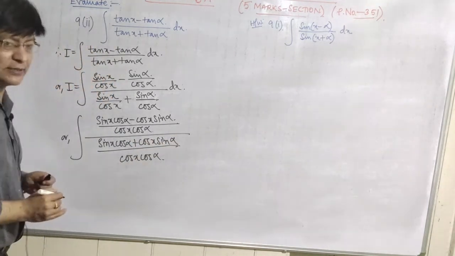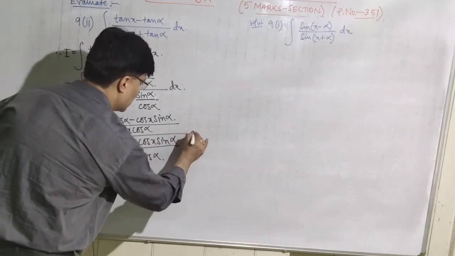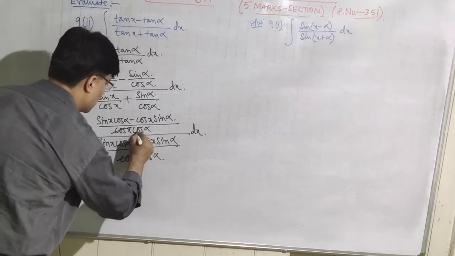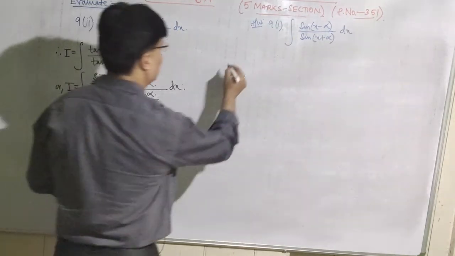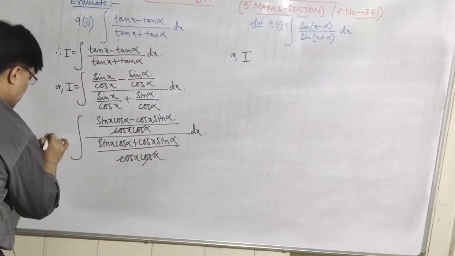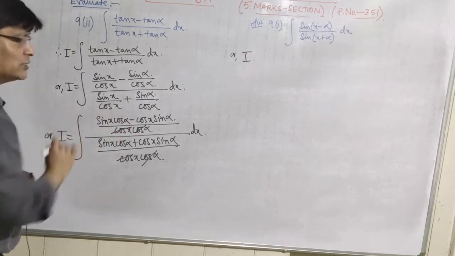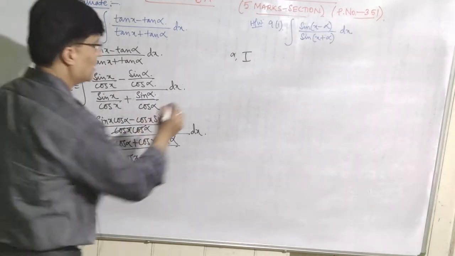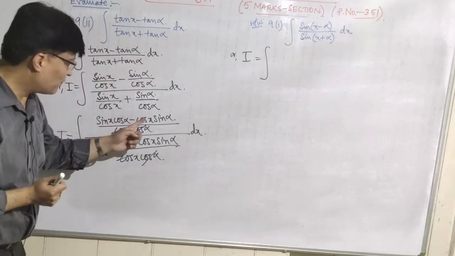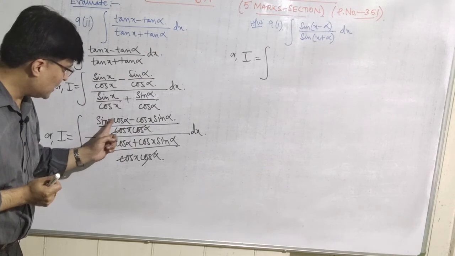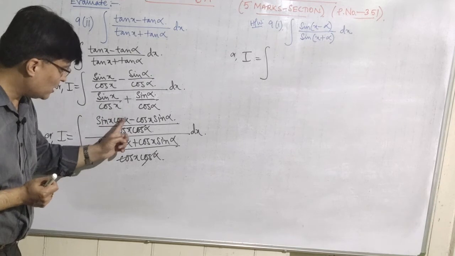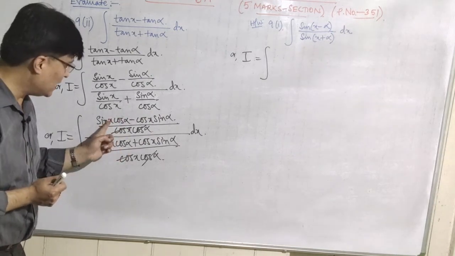So you know how to simplify it, isn't it? So we have simplified this expression, so it is dx. So you can cancel this LCM. This LCM will be cancelled. Okay, so now I is equal to this integration. Now this is the formula from compound angle, isn't it? This is sin A cos B minus cos A sin B, right? Sin A cos B minus cos A sin B. Here A is x and B is alpha.